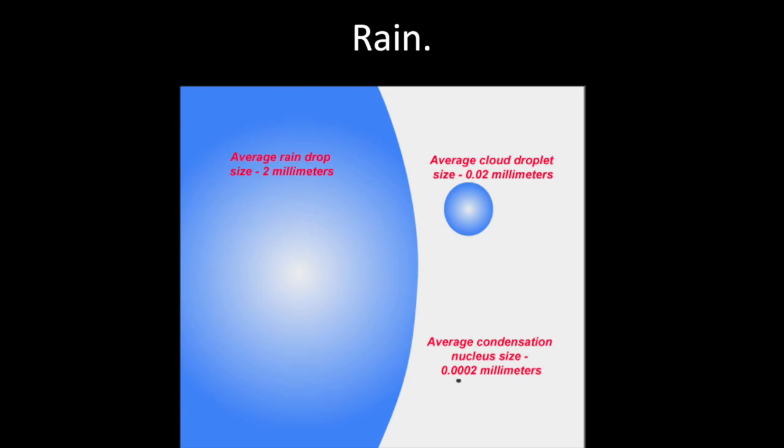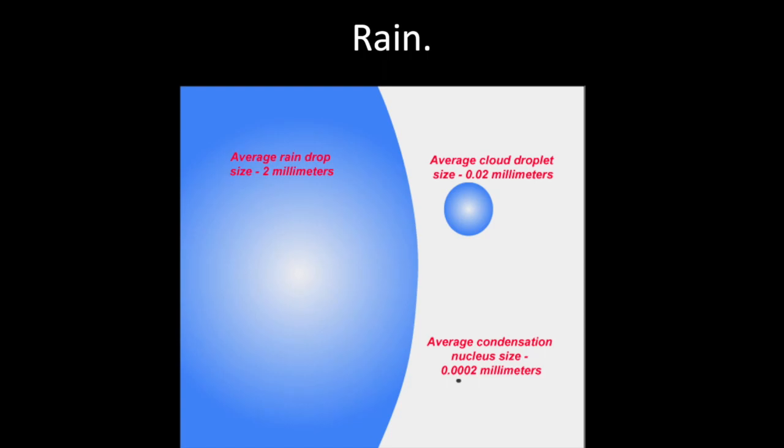Okay, the most familiar type of precipitation, of course, is rain. Write that down, please. Have your notes ready. Now, this is one reason why the little screen doesn't work so well. The average condensation size, this is a super magnified view, is 0.0002 millimeters. That's the condensation nucleus. That's the little seed of a raindrop.